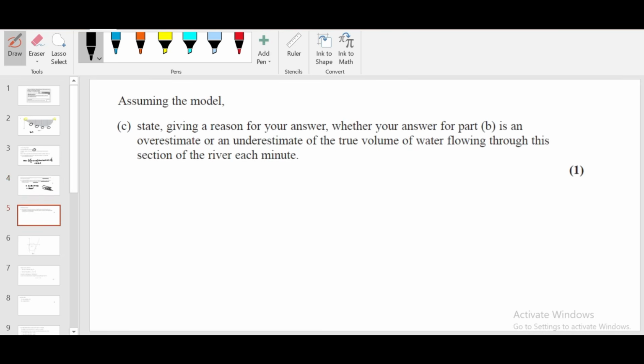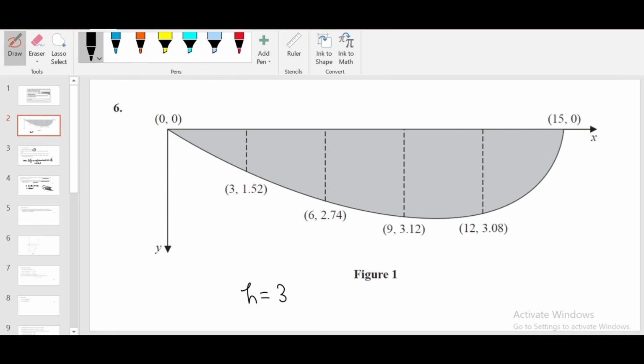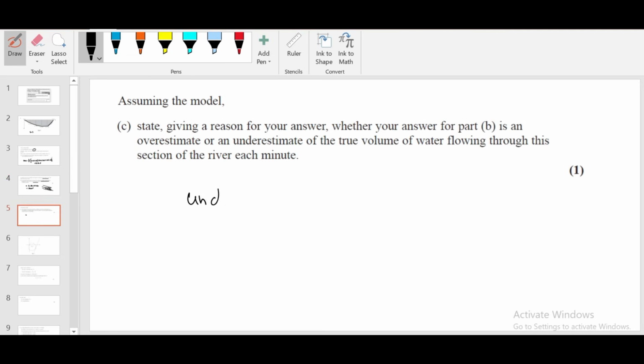Assuming the model, state giving reason for your answer, whether your answer to part B is an overestimate or an underestimate of the true volume of the water flowing through this section of the river. We need to look at the figure now. We are using trapezium rule here. So we are considering this as a trapezium, this as a trapezium. So the area of the trapezium, the area we got is basically smaller than the actual area, right? So the volume will also be smaller eventually, right? So you need to write it's underestimate.